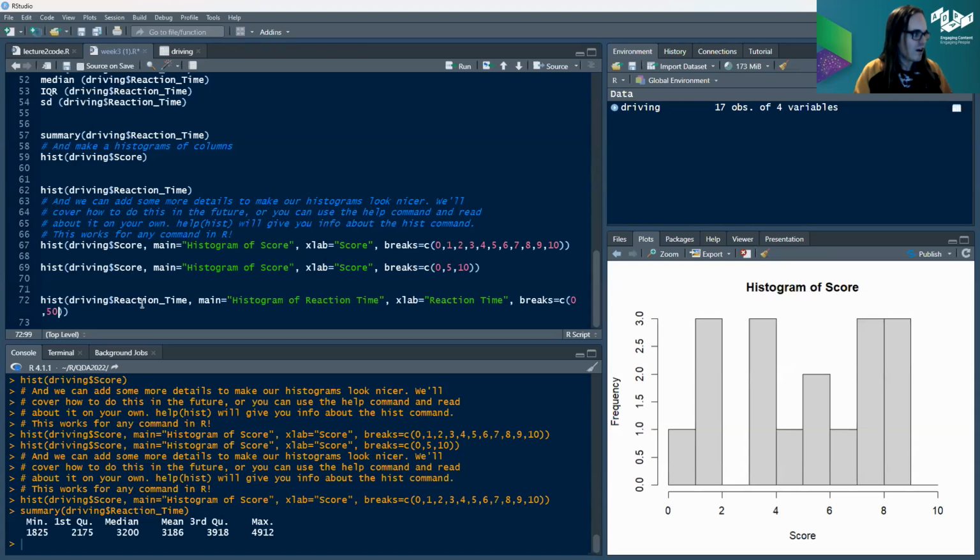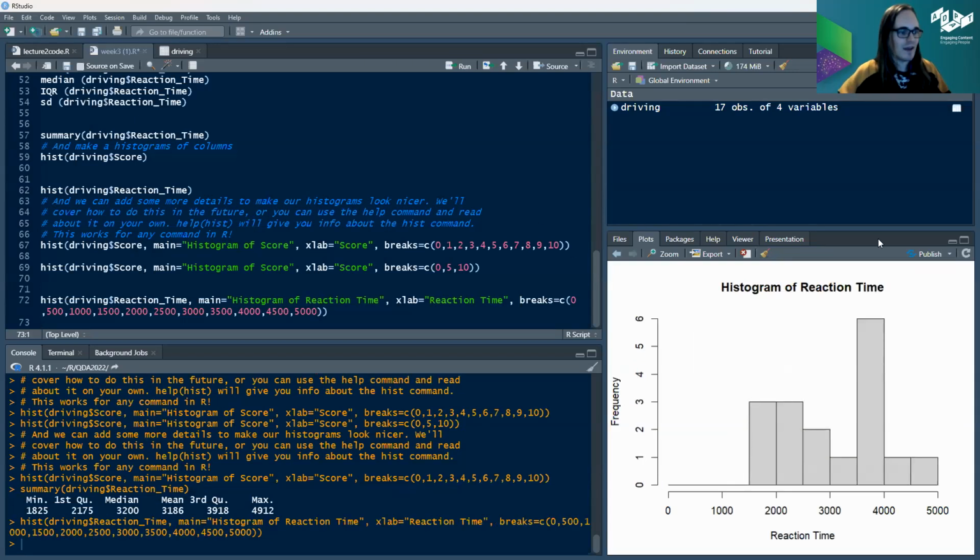So I might do 0, 500, 1,000, 1,500. I know how to count. 2,000, 2,500, 3,000. There are ways to do this simpler, but I'm doing it in the most aggravating way, so you know what exactly is happening under the hood here. And 5,000. So if I make that histogram, now I can see the distribution of all of my possible reaction times. It goes all the way down to 100 possibly, but it actually groups more like that.